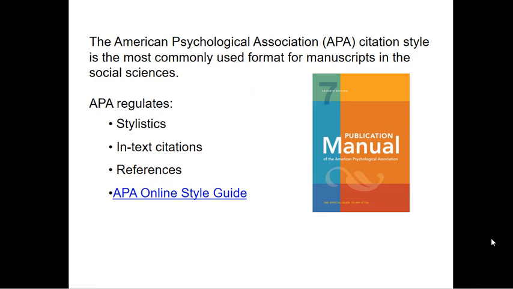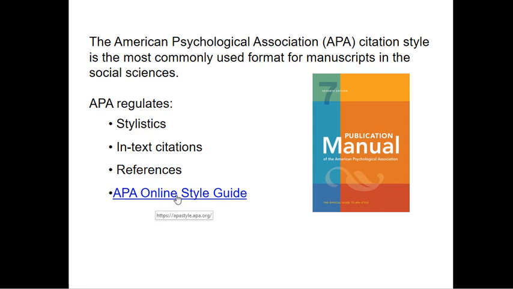APA stands for American Psychological Association. It is a citation style that is most commonly used for formatting manuscripts in the social sciences. And so APA is going to regulate different stylistics, in-text citations, and reference list citations.